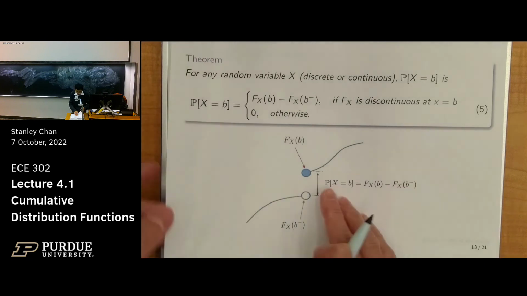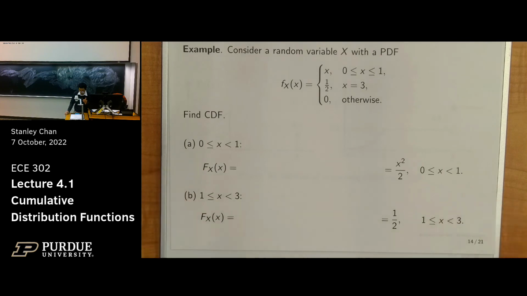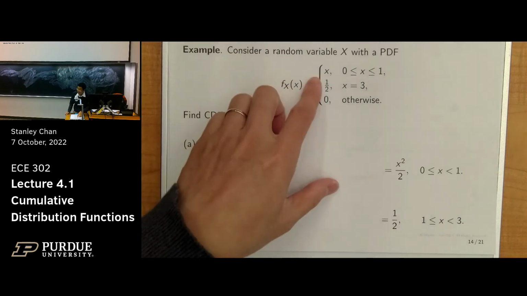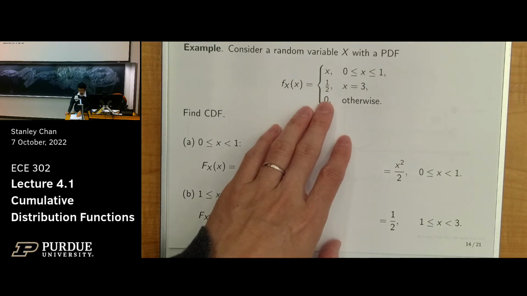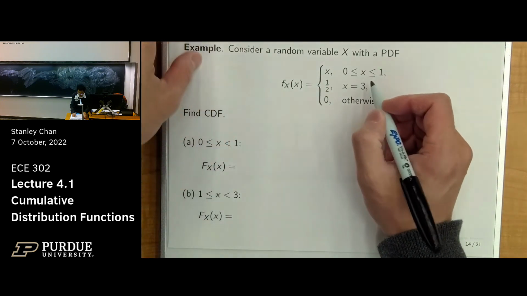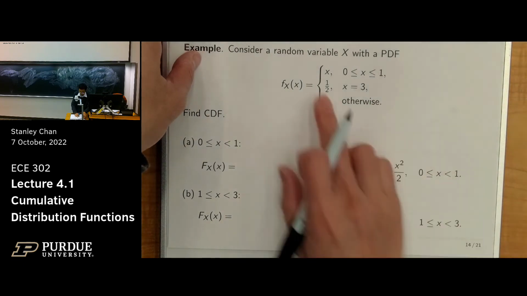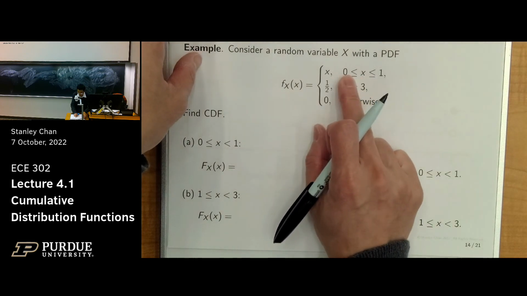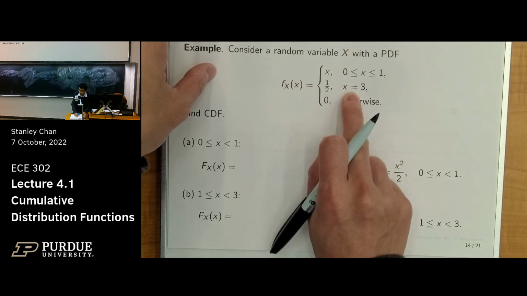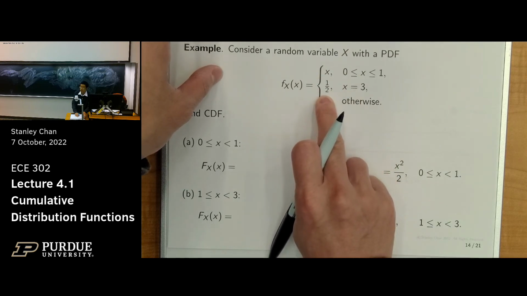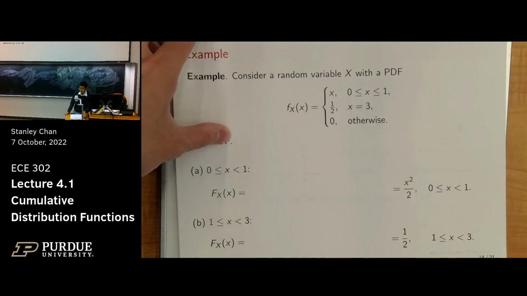Okay, so this is very confusing. Let me work on an example to make sure that it is clear. So consider this PDF. This PDF is arbitrarily made. It has more segments. The first one is x between 0 and 1, where you get x. When x equals 3, you get a pulse of 1/2, and then it is 0 otherwise. So that is the PDF.